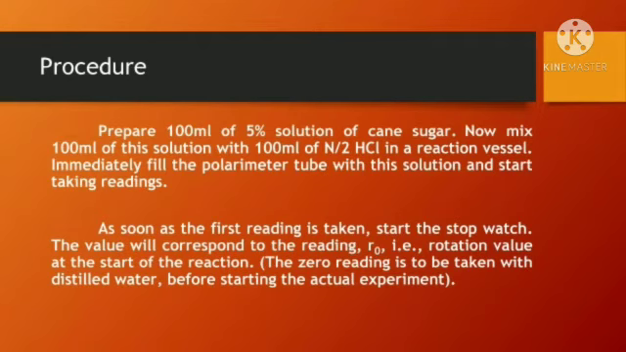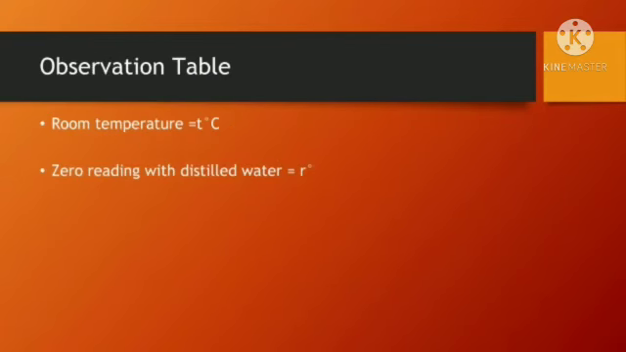Procedure: prepare 100 ml of 5% solution of cane sugar. Now mix 100 ml of this solution with 100 ml of N by 2 HCl in a reaction vessel. Immediately fill the polarimeter tube with this solution and start taking readings. As soon as the first reading is taken, start the stopwatch. The value will correspond to the reading R0, that is, the rotation value at the start of the reaction. The zero reading is to be taken with distilled water before starting the actual experiment.